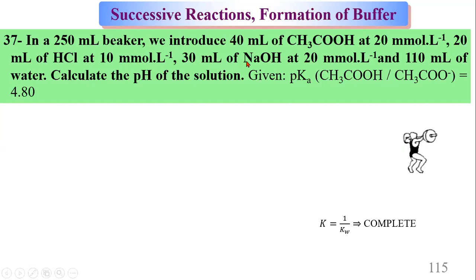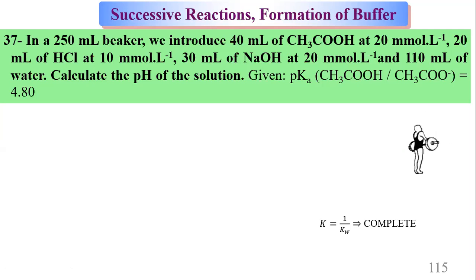30 milliliters of NaOH at 20 millimole per liter, and 110 milliliters of water. So they mixed all that together. Calculate the pH of this whole solution glob.